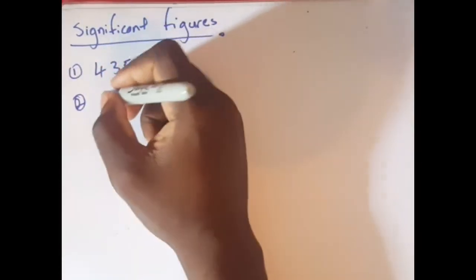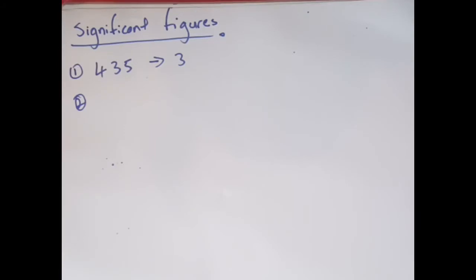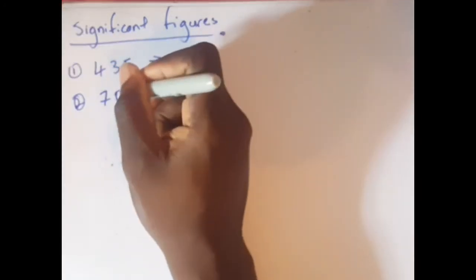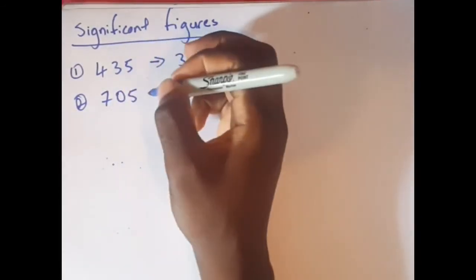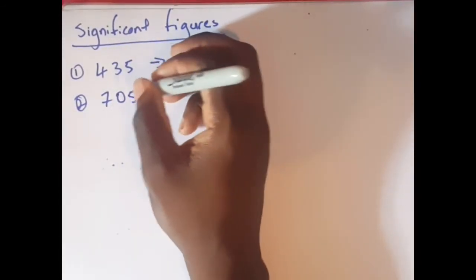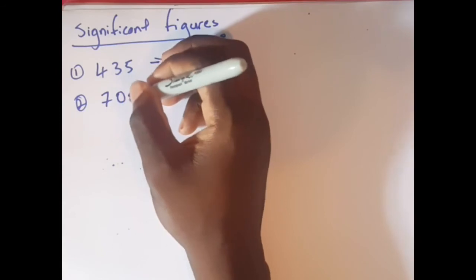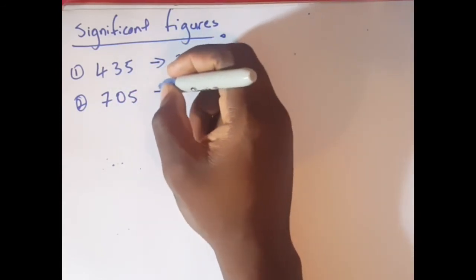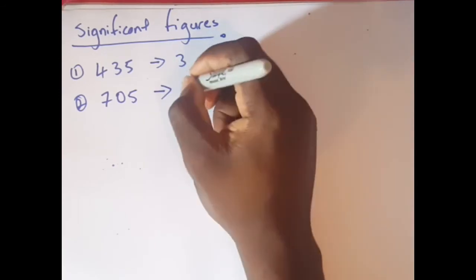For rule 2, 0s in between significant digits are also significant. So say I have 705. Because the 7 is significant and the 5 is significant, and the 0 is in between both, the 0 would be considered significant. So here again, this would be 3 sig figs.